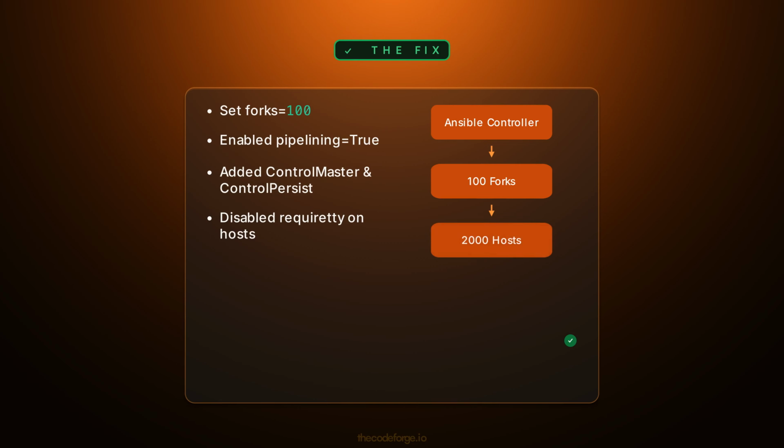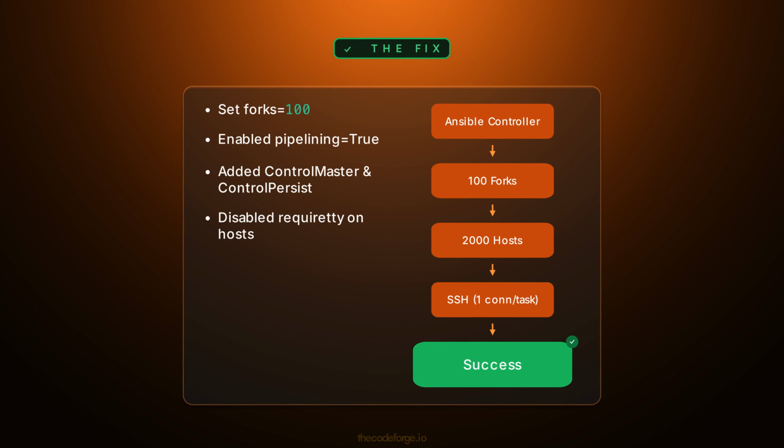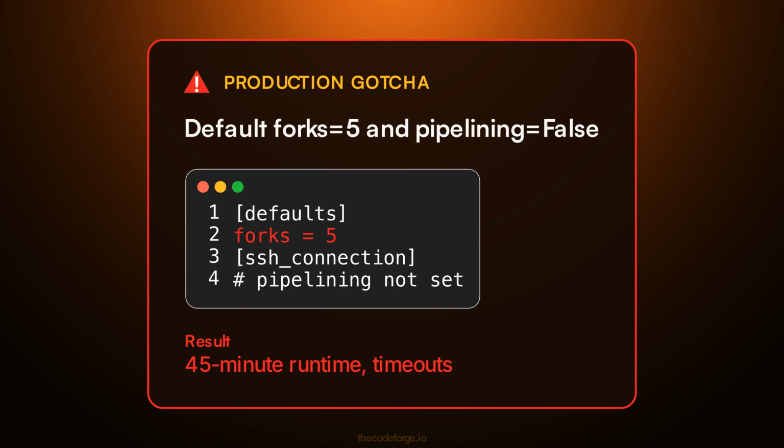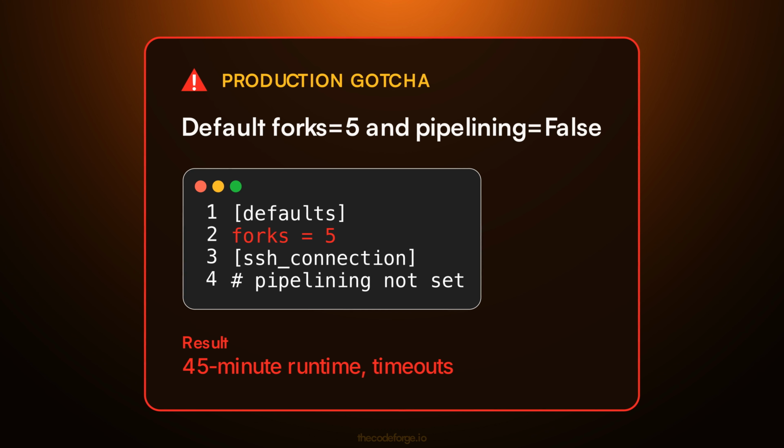We changed ansible.cfg: forks equals 100, pipelining equals true, and SSH args with ControlMaster. We also disabled requiretty on all managed hosts. The same playbook ran in under 4 minutes. The key change was pipelining equals true, which cut connections by 2-3x. The root cause was the default forks equals 5 and pipelining disabled. This caused excessive SSH connections and serial execution. Always override these defaults for production.